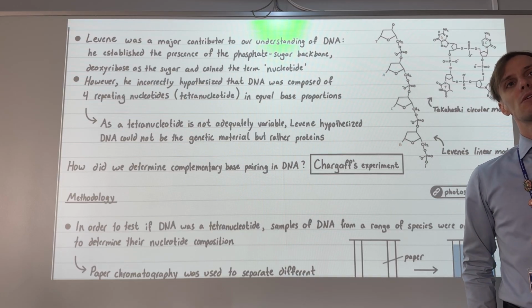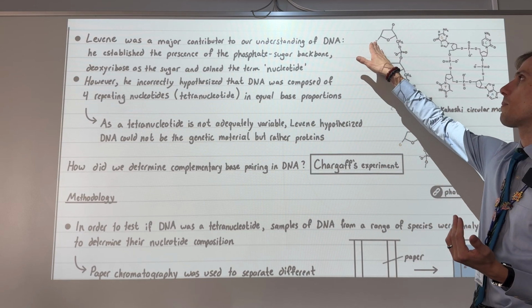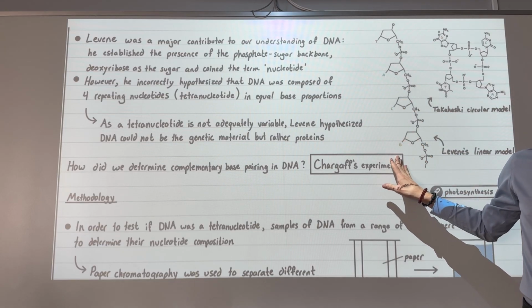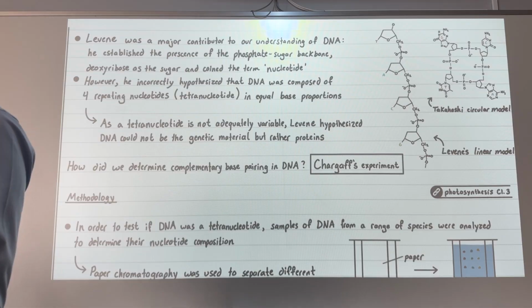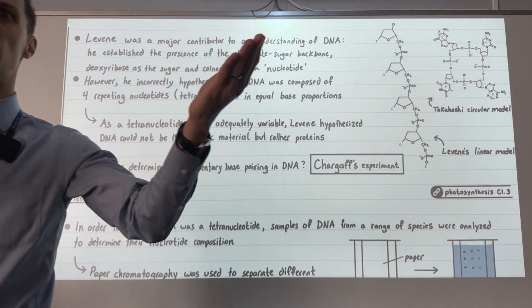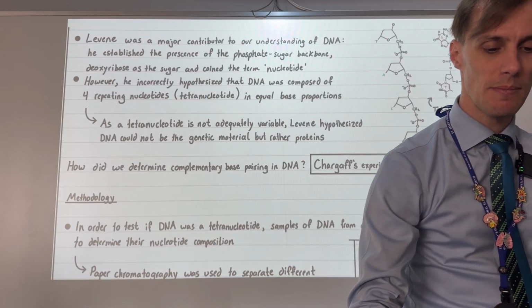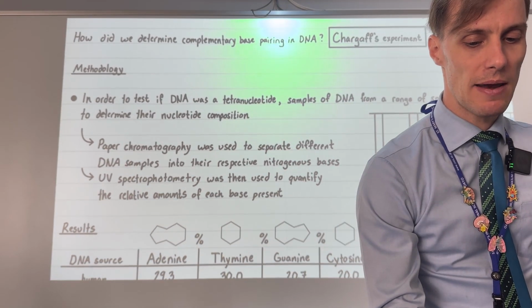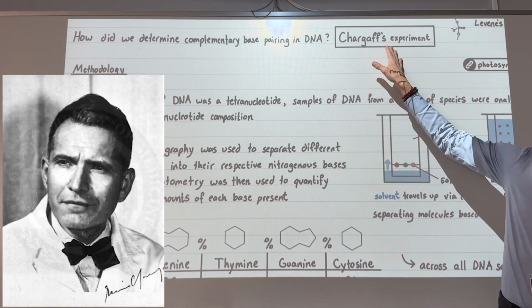And he proposed something called the tetranucleotide hypothesis, which said there was a repeating order of nitrogenous bases. So he would have predicted that the nucleotide ratio of adenine, thymine, guanine, cytosine would be 1 to 1 to 1 to 1. Well, the seminal experiment that falsified this idea is Chargaff's experiment.